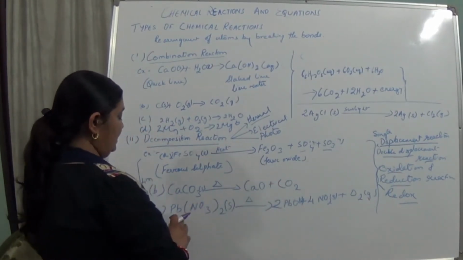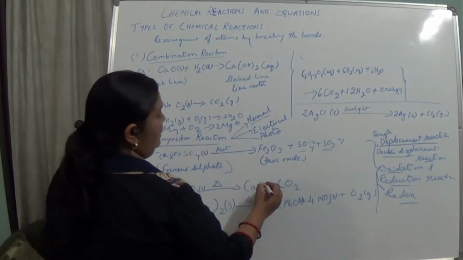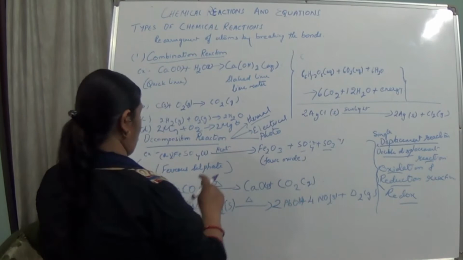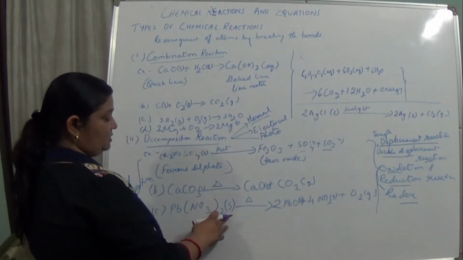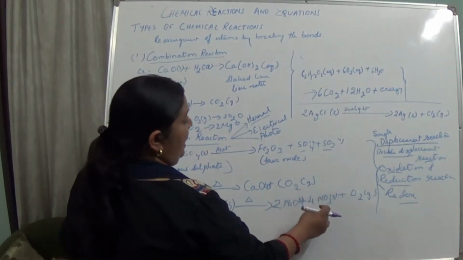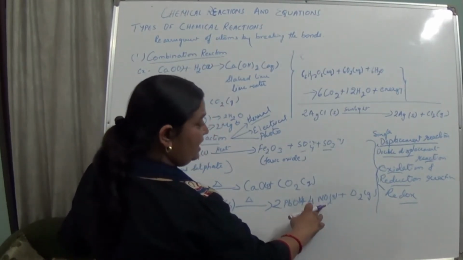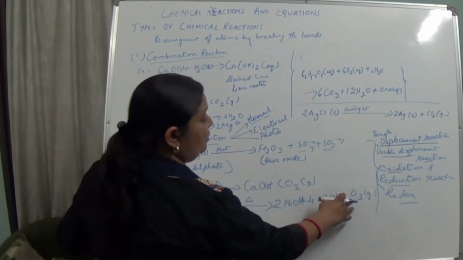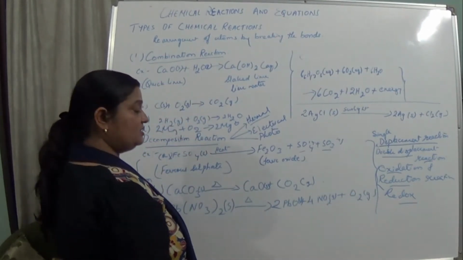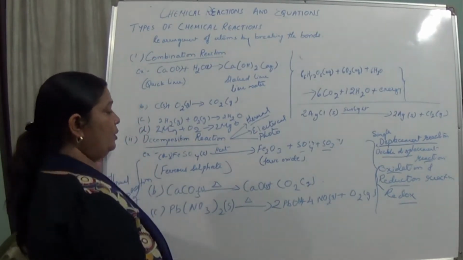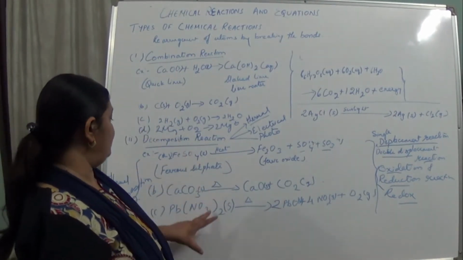Here you can see calcium oxide will be in the solid form and carbon dioxide will be in the gaseous form. Lead nitrate, which is in the solid form, when heated breaks down into lead oxide, nitrogen dioxide and oxygen. Nitrogen dioxide and oxygen are both in the gaseous form, and lead oxide we get in the solid form. So these are examples of thermal decomposition.